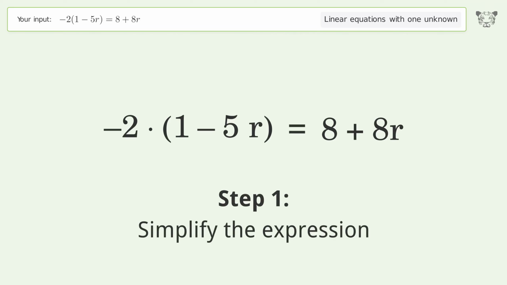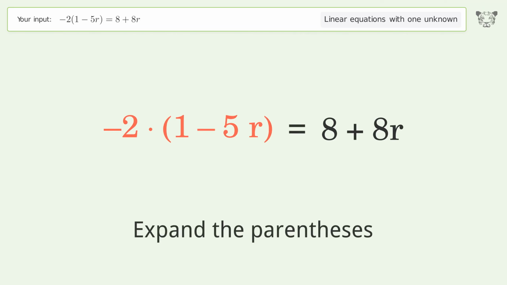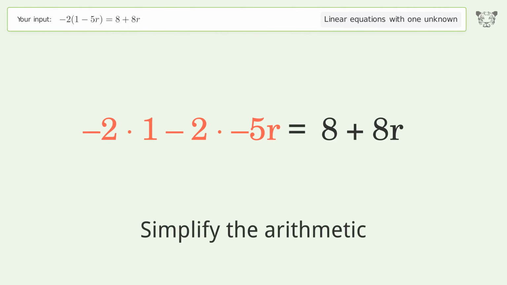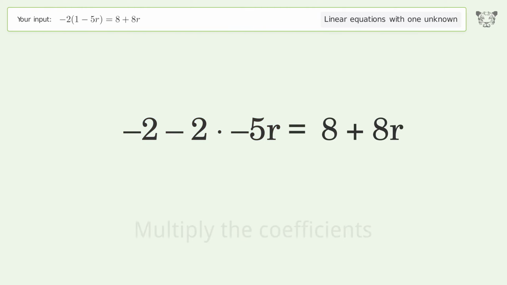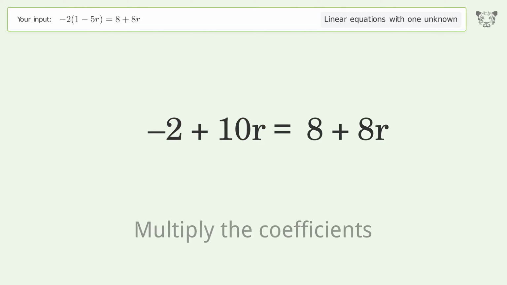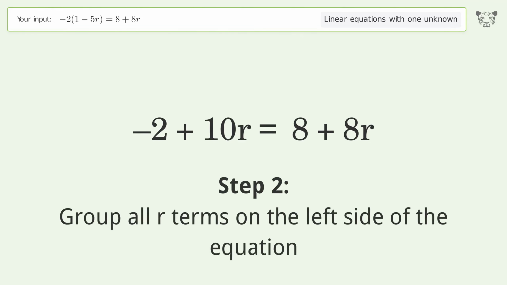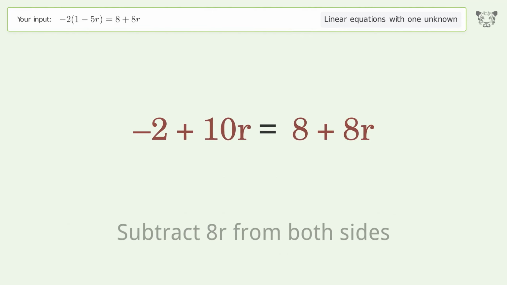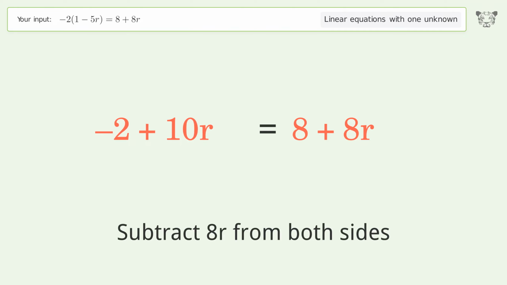Simplify the expression. Expand the parentheses. Simplify the arithmetic. Multiply the coefficients. Group all r terms on the left side of the equation. Subtract 8r from both sides.